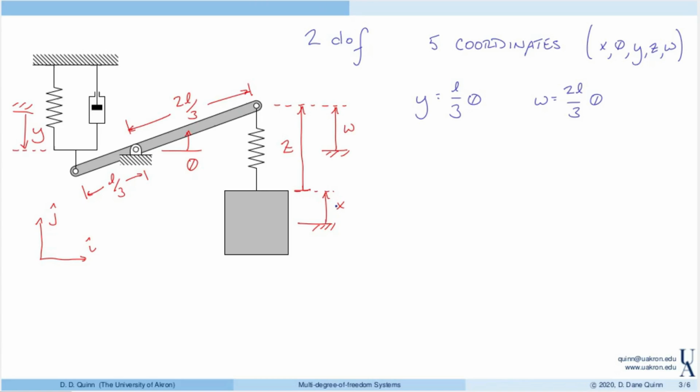So then finally, x, z, and w are related. So the displacement at the top, at the end of the bar, w, is equal to the displacement of the block plus z. So now I have 3 constraint equations for 5 coordinates and a 2-degree of freedom system. So at this point in our procedure, we will identify the kinematics.